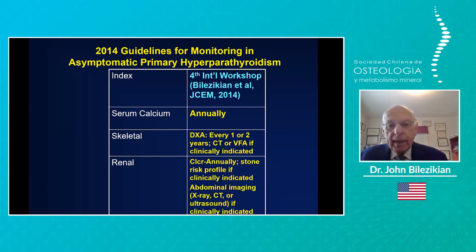such as the measurement of the serum calcium every year. We would recommend doing a DEXA test every 1 or 2 years, and further imaging if the situation were clinically indicated. We also recommend an estimated GFR or creatinine clearance annually, and again, imaging modalities if the situation is appropriate.